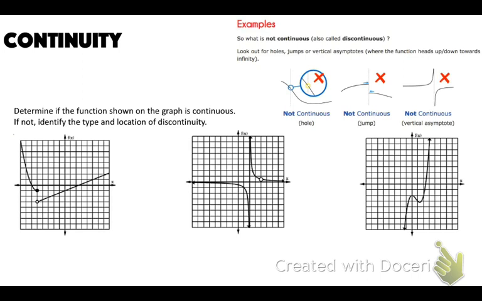Okay, so we want to determine if these are continuous, and if not, identify the type and location of the discontinuity. This first one is discontinuous. We could not draw that without keeping our pencil on the ground. This is a jump at x equals -5. We always do it with our x values, and it's a jump because we went down from one to the other. This one is discontinuous, and it has two different ones. The first one is we have an asymptote at x equals 2, but we also have a hole at x equals 4. And this last one is continuous.